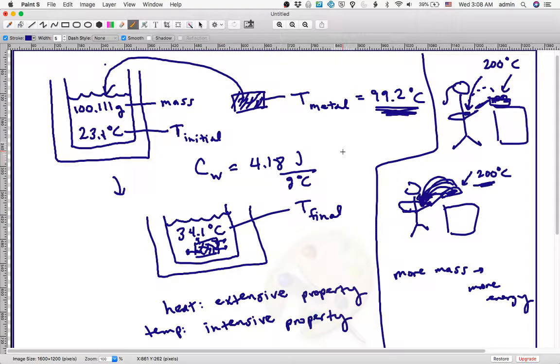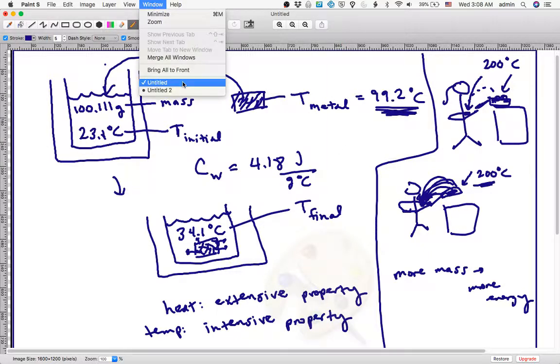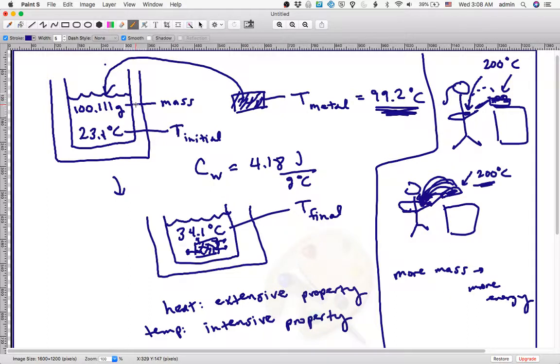Why? Because in this problem, you remember, I was looking for the specific heat capacity of the metal. Well, I wrote all those things underneath this page, so I can't go back to them. But I want the specific heat capacity of the metal. So here's the specific heat capacity of water, 4.18. But what is the specific heat capacity of the metal? How do you figure that out? I'll be showing you that in my next video. Thanks.